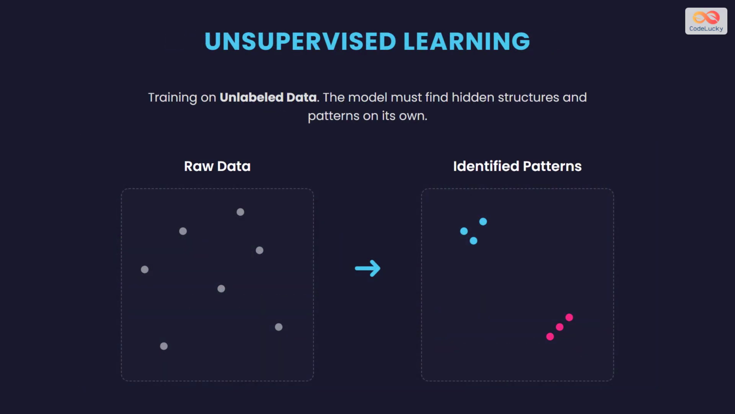Now let's look at unsupervised learning. Here, there is no teacher and no labels. We just give the model a massive pile of raw data. The model's job is to act like a detective. It looks at the data points and starts grouping them based on similarities. It finds hidden structures and clusters that humans might not even see. This is about finding order in chaos.